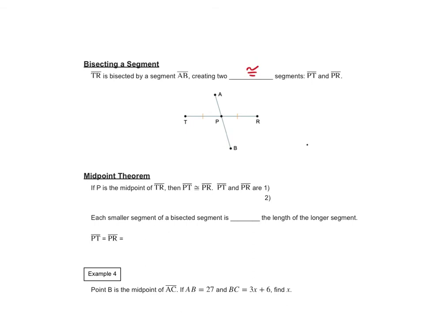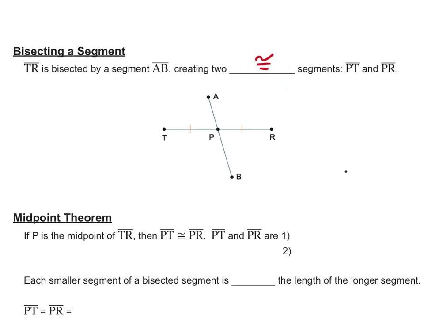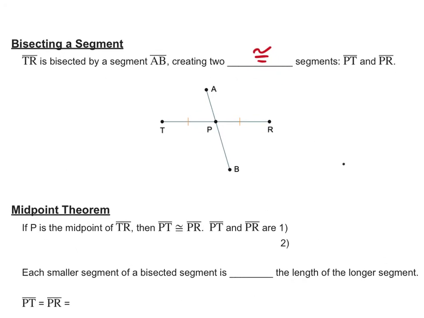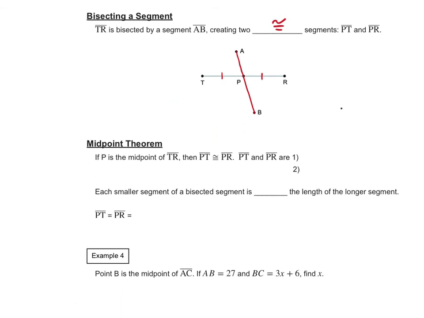So looking at this, if you can't see it in your paper, we have segment AB here. Here's segment AB, and it bisects TR at point P, and this piece is equal to this piece over here. So PT and PR, those two segments we created, have this little tick mark right here, which means that they are equal. We're going to see that continuing on in geometry, that means they are congruent.